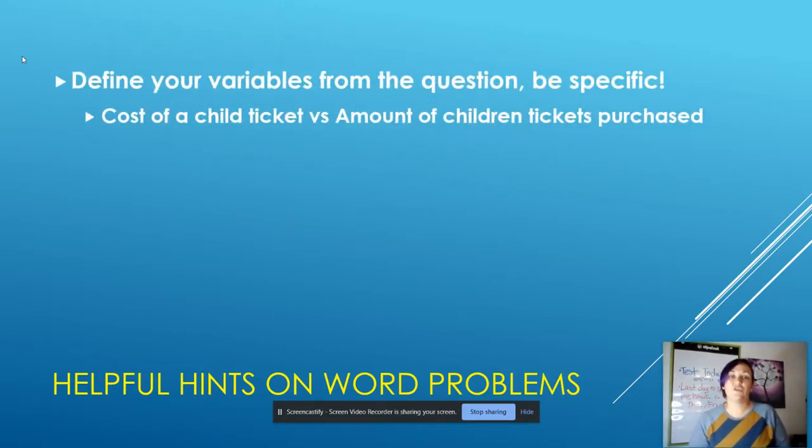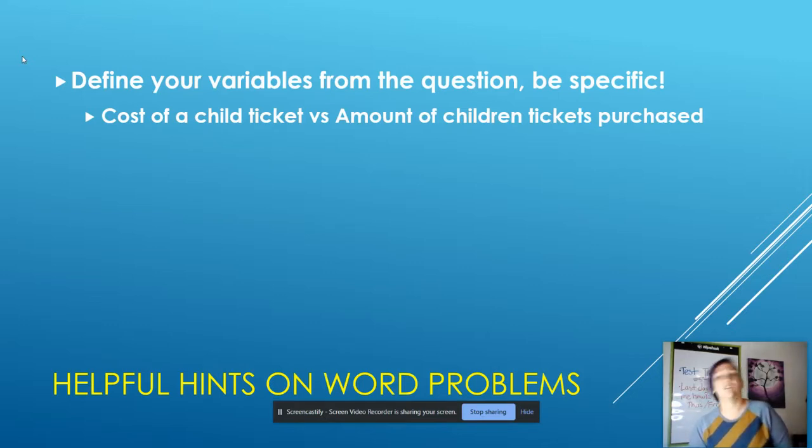First of all, make sure that you're defining your variables. That means that you're telling me what the X and the Y stand for. What do they mean? Make sure to be specific. For instance, are we finding out how much a child ticket costs? Or are we finding out how many children tickets somebody purchased?